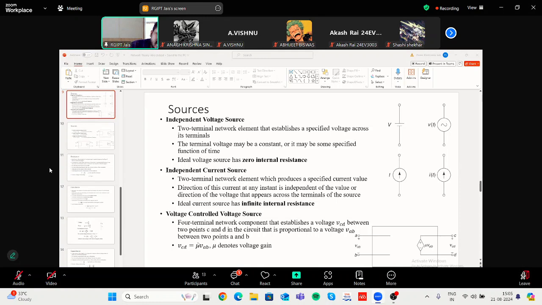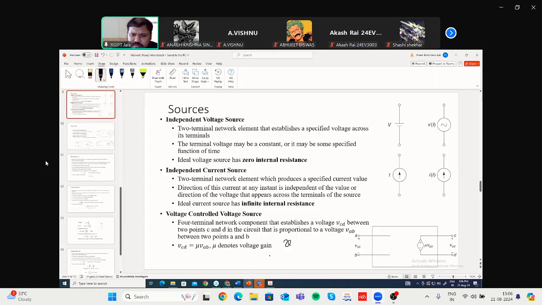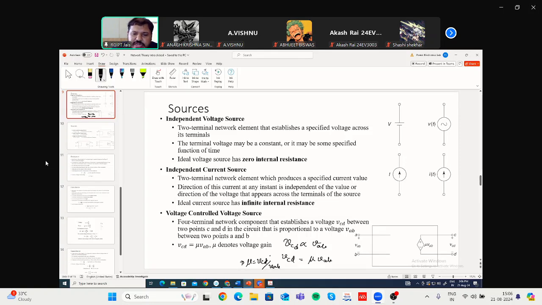Say VCD is proportional to VAB. When you remove the proportionality sign, VCD will be equal to mu of VAB. Now, mu should be equal to VCD divided by VAB. It is a ratio between two voltages, so it may denote gain. If mu is greater than 1, you are getting a gain. If it is less, then it is attenuating. So mu is a constant, it denotes gain, and it does not have any unit.